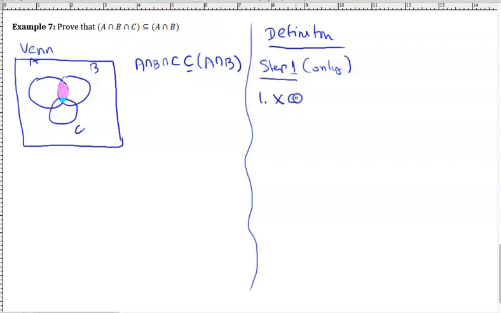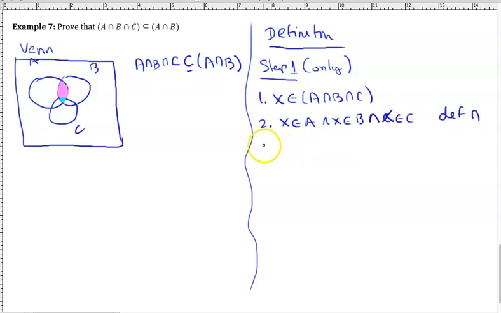All right, so we're going to start with X is a member of A and B and C. By the definition of intersection, that means X is a member of A, and X is a member of B, and X is a member of C. Let's group them this way: X is a member of A, and X is a member of B, and X is a member of C. Again, think of this as just the associative property.